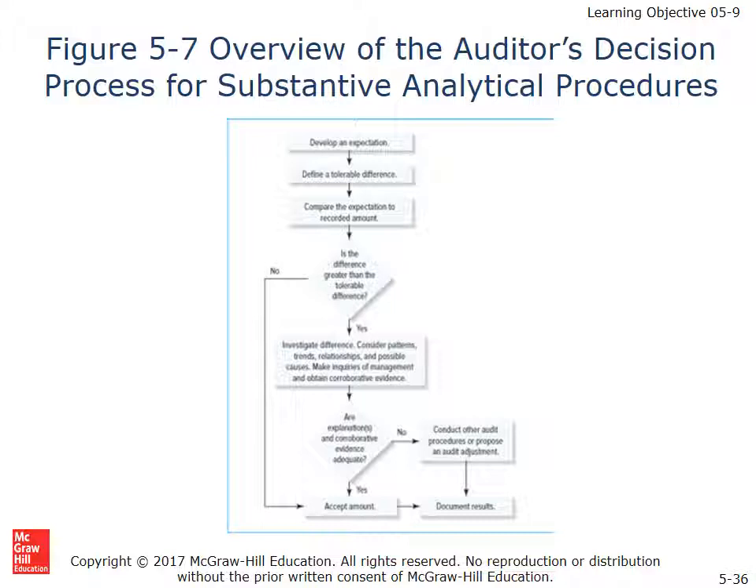So did you collect enough evidence to understand what the difference is? If yes, then you accept the amount. If the answer is no, now we're doing other audit procedures to determine what is the correct balance. So this is all done really in the planning.